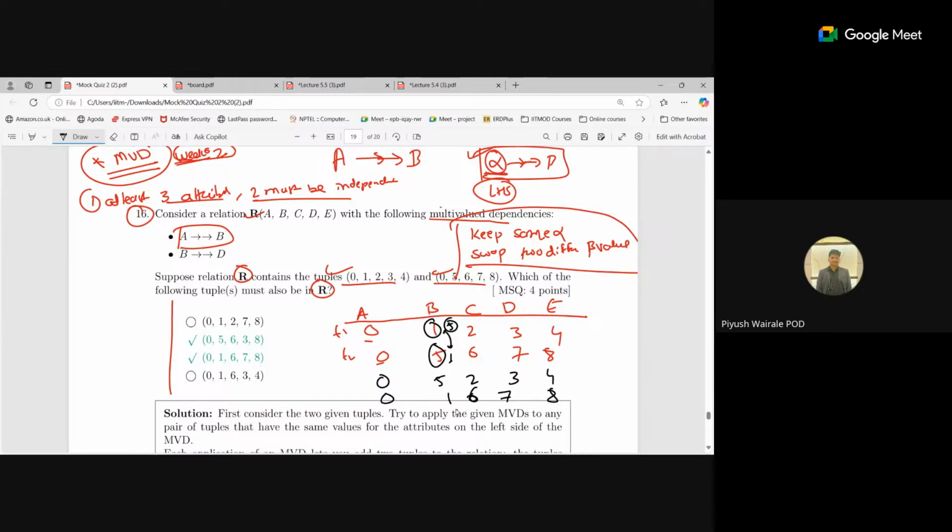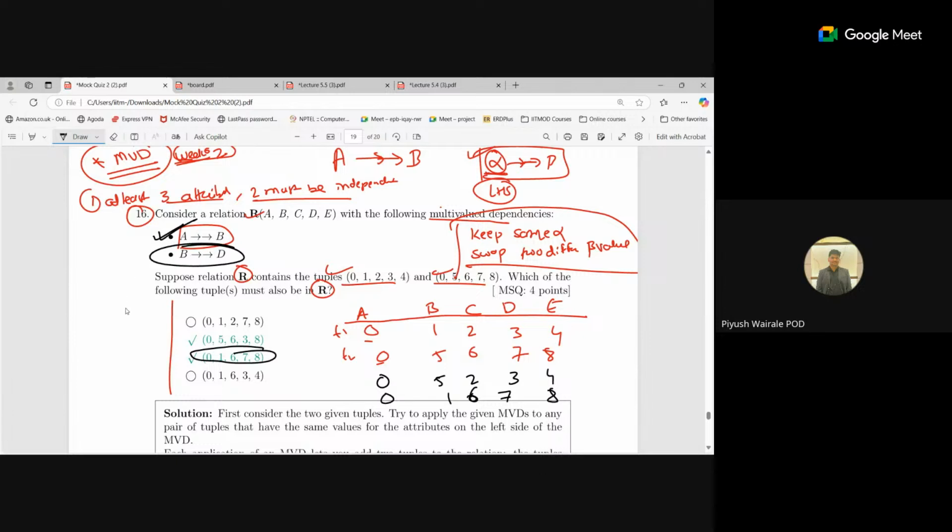Is this correct? Yes, we got two new rows by swapping this. So these two rows must be present inside the R to satisfy this MVD. That is what we have discussed. So we got two new rows here such that this is applicable to this relation R. So you can see the options. I guess one of the options will be this one, option C. Now I have applied this one.